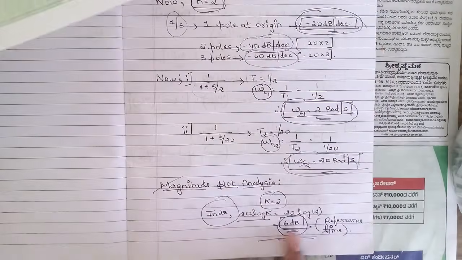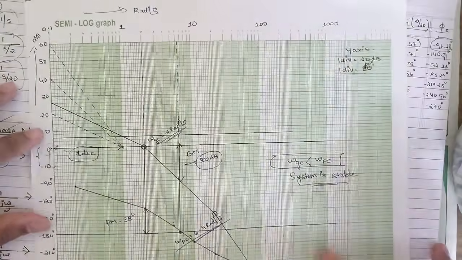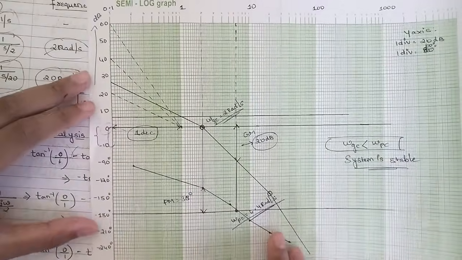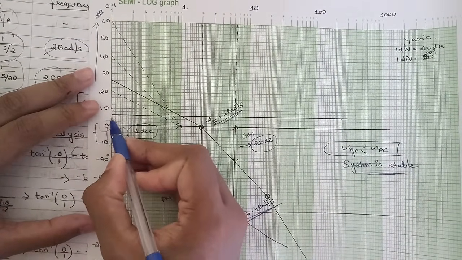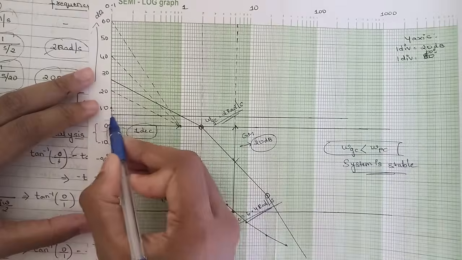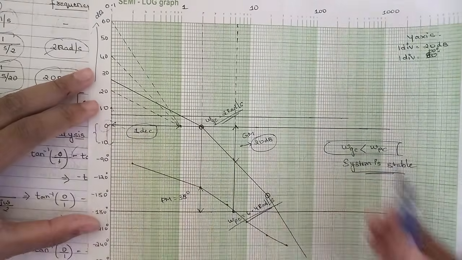In this problem we have 6 dB that we should be drawing here. I have drawn that line here: if this is 10, this is 2, 4, this is 6, this is 8 and 10, so this is the 6 dB line. Draw that 6 dB line as well.